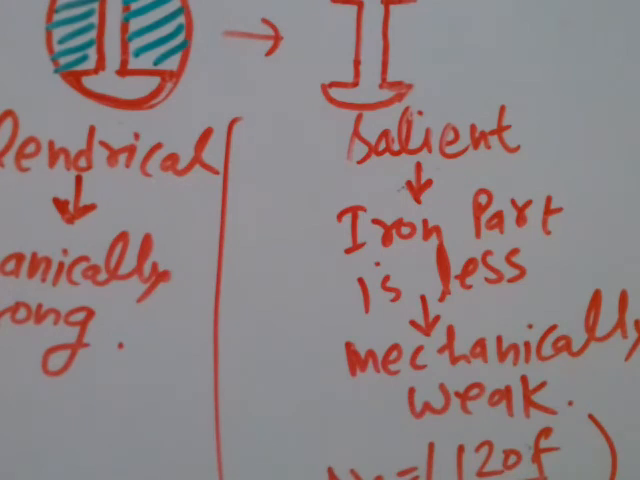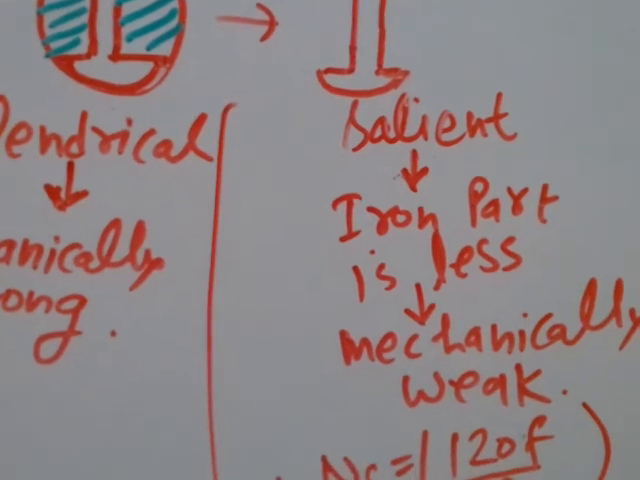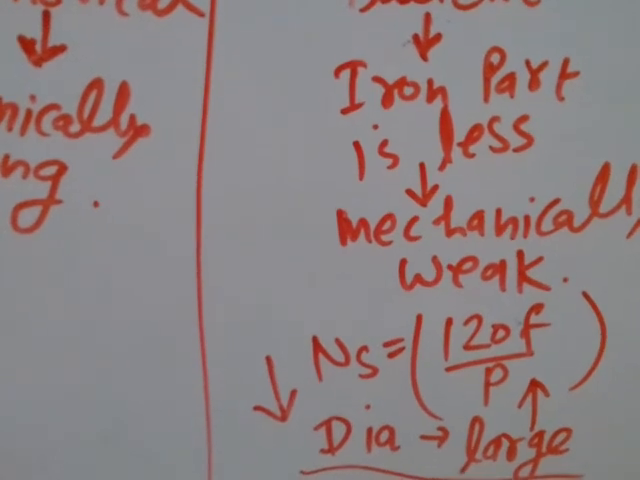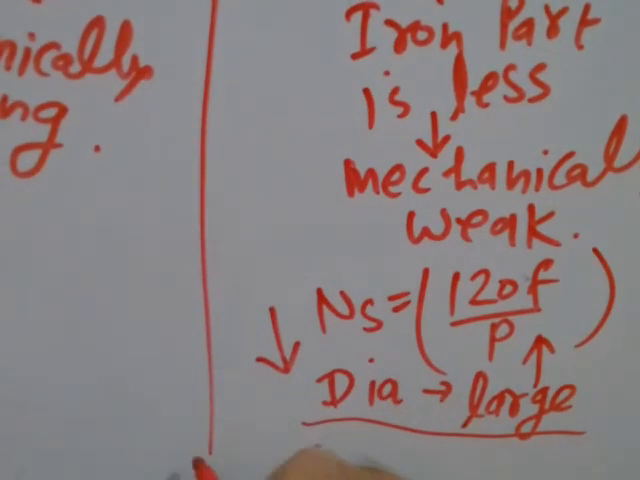Now if the diameter is large, that means the radius is large, that means the moment of inertia is large because I = mr². Moment of inertia is mass into radius squared. So if the diameter is large, the radius is large, and the moment of inertia will be large. So to balance this high moment of inertia, tell me, what should the axial length be? Should it be small or should it be large?